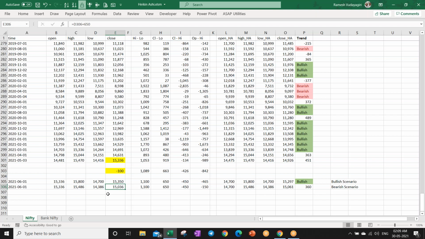So that is the scenario for Nifty, and I hope you understand the levels and everything. I just took these 4 parameters and then applied the same logic on these figures to arrive at the open, high, low, close. So I hope you are clear about the Nifty levels.